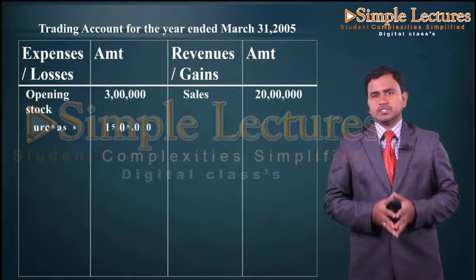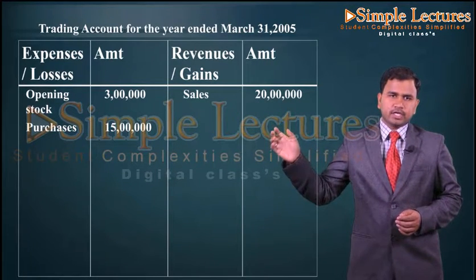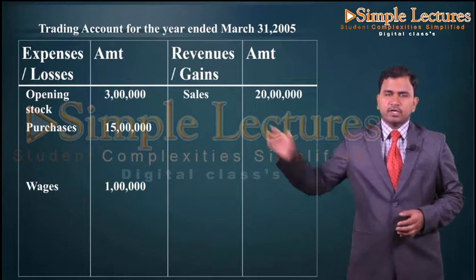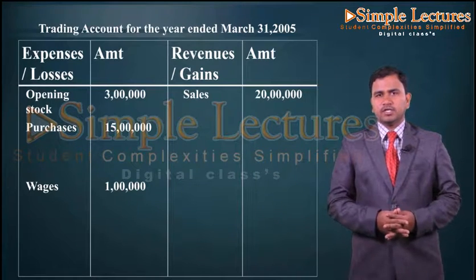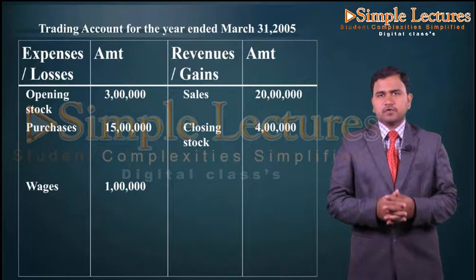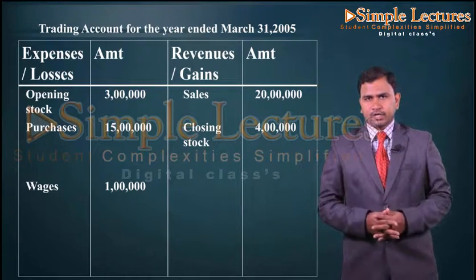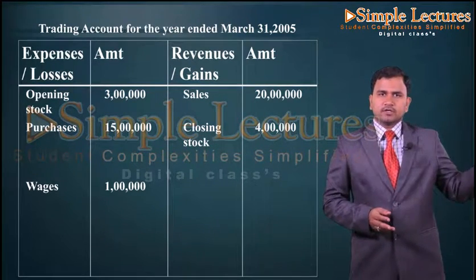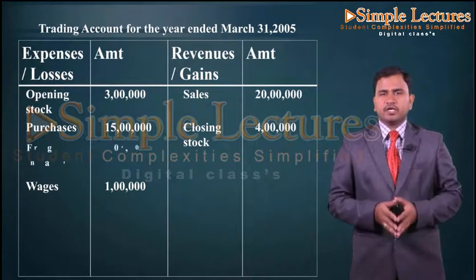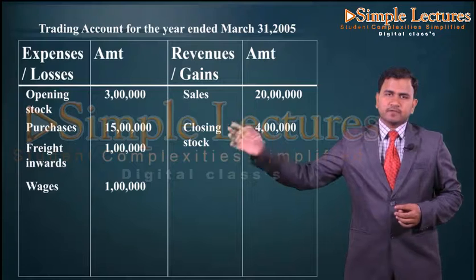Then we have purchases. Again purchases will be recorded in the debit side, purchases in the amount column 15 lakh. Then we have wages. Wages are nothing but direct expenses, again it will be recorded in the debit side, amount column 1 lakh. Then we have stock as on March 31st 2005, 4 lakh. When opening stock is recorded in the debit side, closing stock will be recorded in the credit side. So coming to the credit side, closing stock, and the balance will be in the amount column 4 lakh. Then we have freight inwards. Freight inwards is a direct expense which will be recorded again in the debit side, freight inward in the amount column 1 lakh.